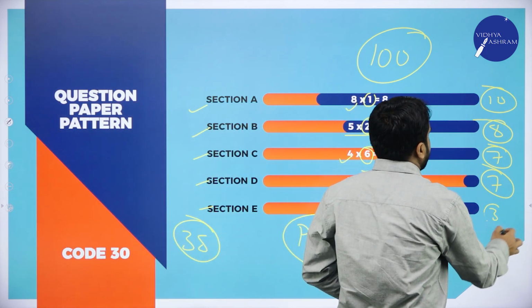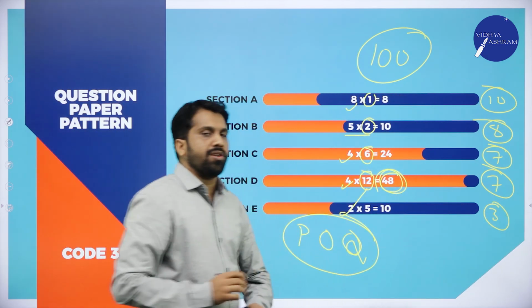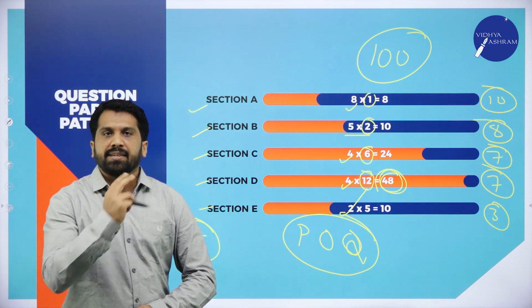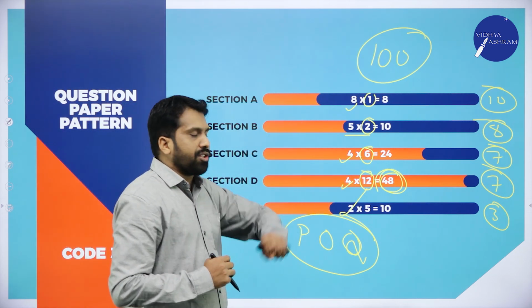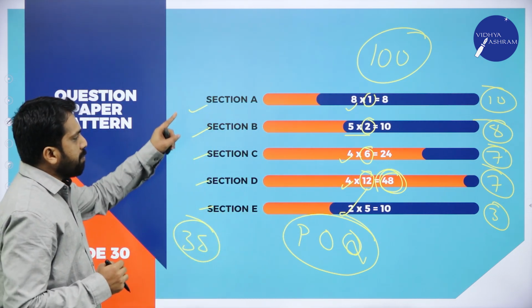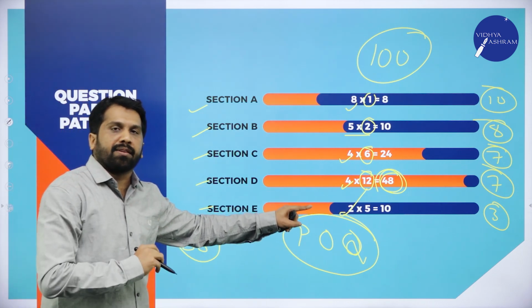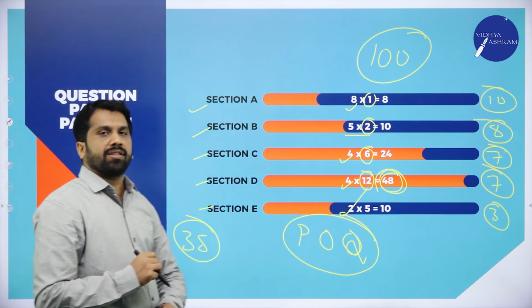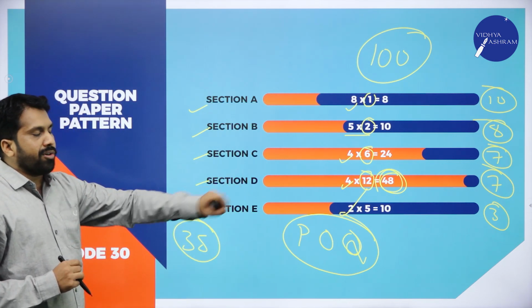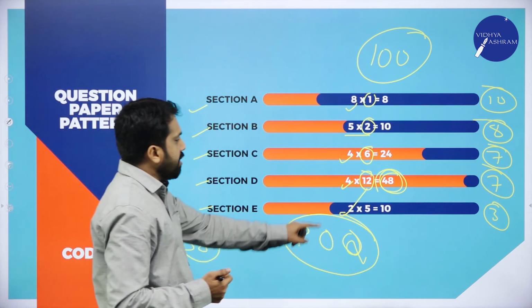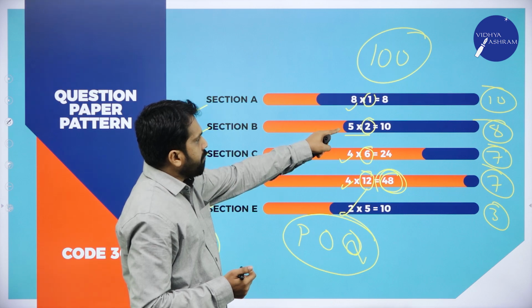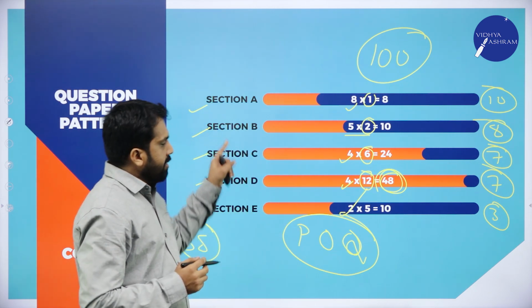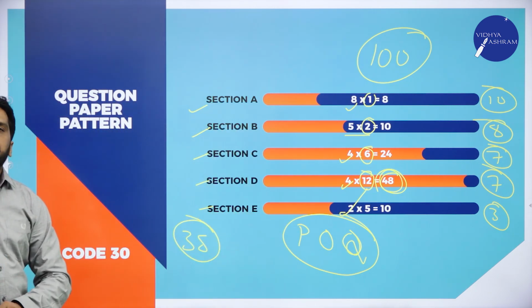You will get 3 questions. Out of 3, you are supposed to attend any 2. This will be your question paper pattern. Your question paper will be for 100 marks. In each section you will be getting options, so you can skip those options. You can attend only 2, 4, 4, 5 and 8. This is all about your question paper pattern.